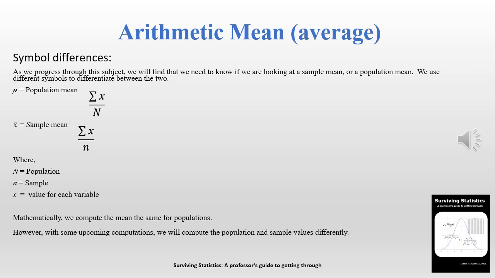Now, the formulas are exactly the same for a population and a sample, but it is important that we know where the value came from. That's why we designate each one differently. We're going to be getting into some formulas a little bit later on in which we use different computations for samples and populations.